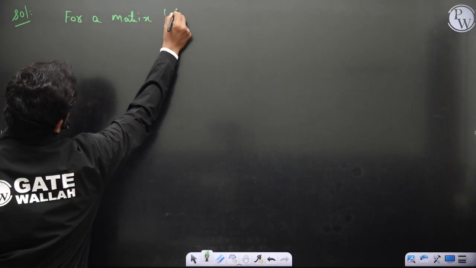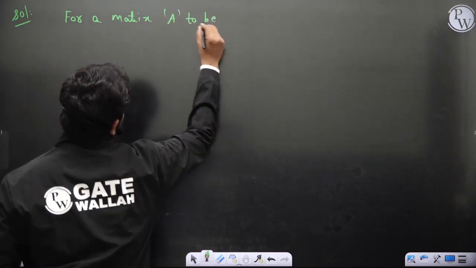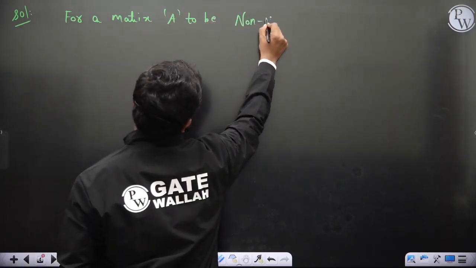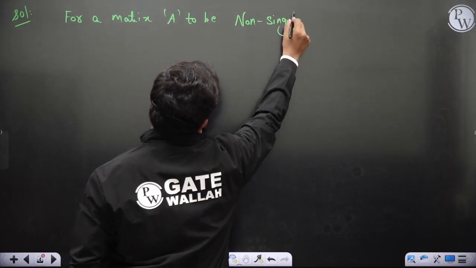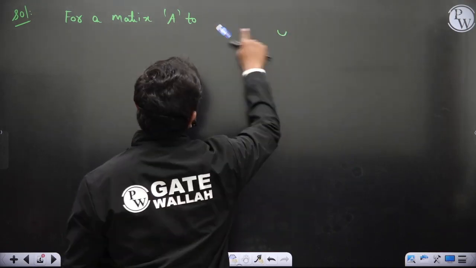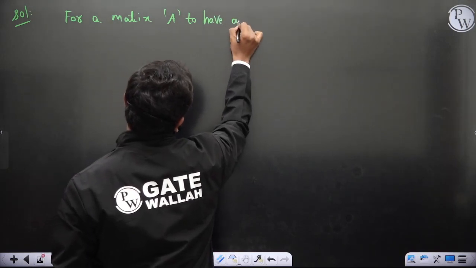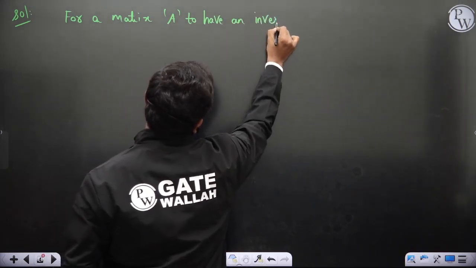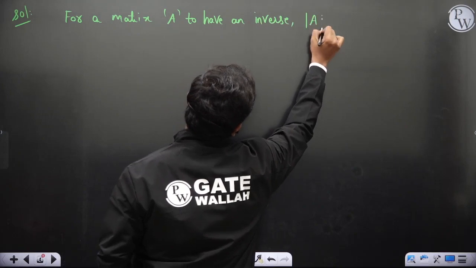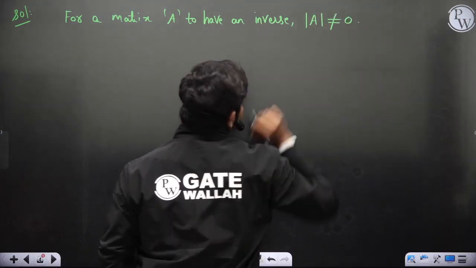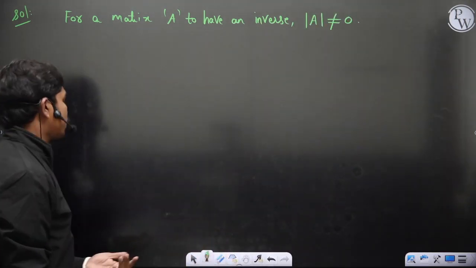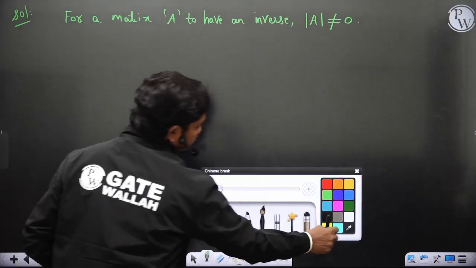A to be non-singular, to have an inverse, det A should not be equal to 0, correct? So basically the determinant of that matrix should not be equal to 0. Now let us consider the different matrices that you have.